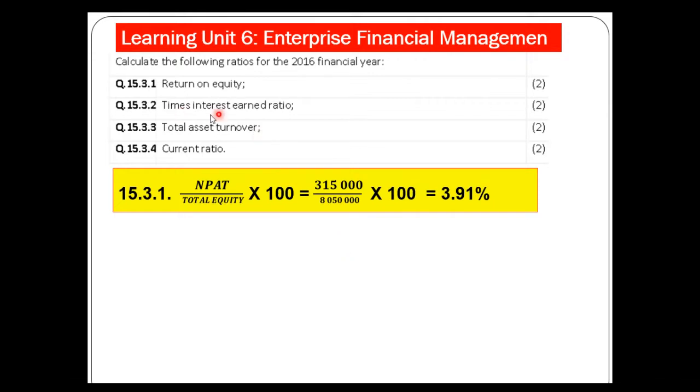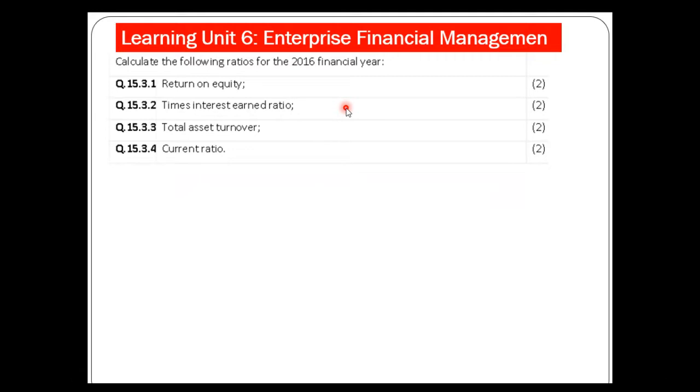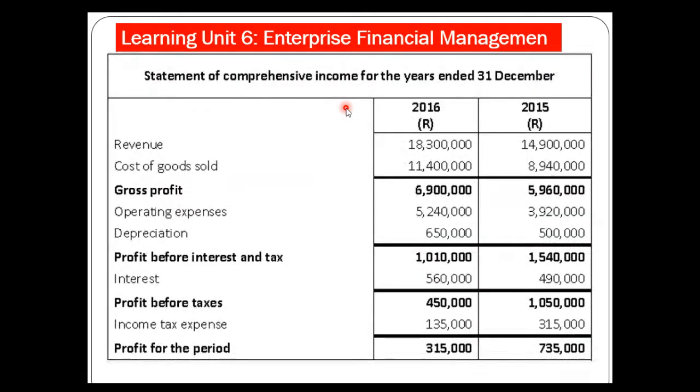Now let's look at the second one, the times interest earned ratio. Remember, this ratio says how many times our profit covers the interest. Remember, the interest we're referring to is the interest expense. So the formula says the net profit after tax divided by the interest expense. So I must go and look for the net profit after tax. No, not the net profit after tax.